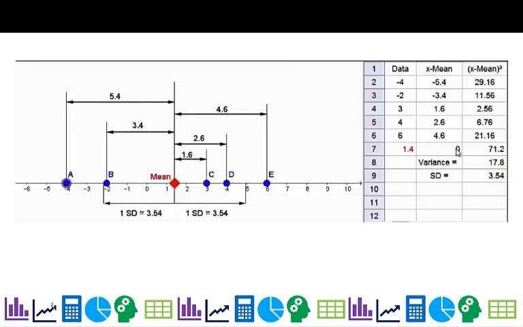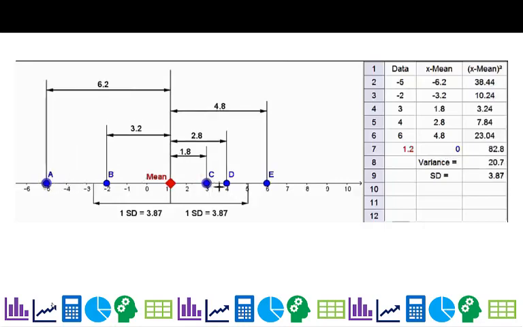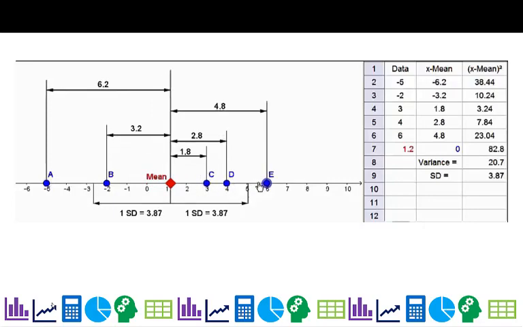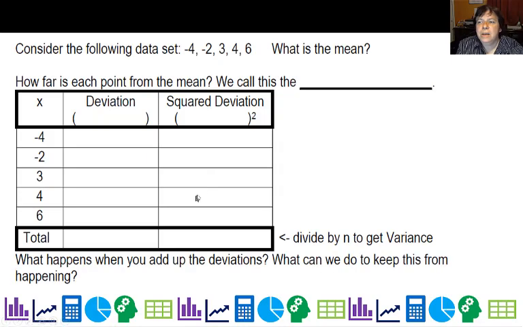I can't really use the total deviation because that's zero, and zero is not going to tell me a lot about the spread. If I move the point, it's still zero. Even if I bring these over this way, it never changes from zero. So I don't want to use just the deviation. How can I make this not add up to zero? I could square them.